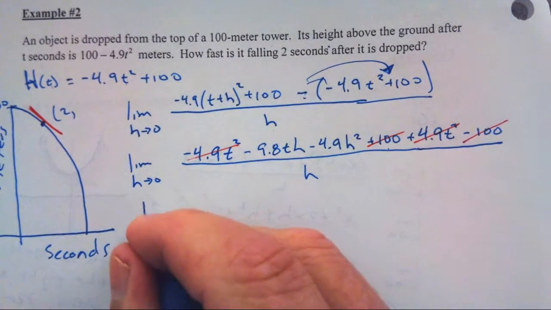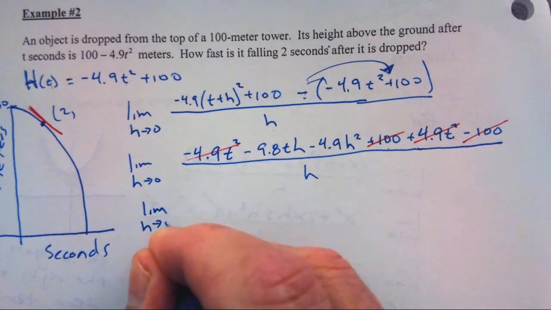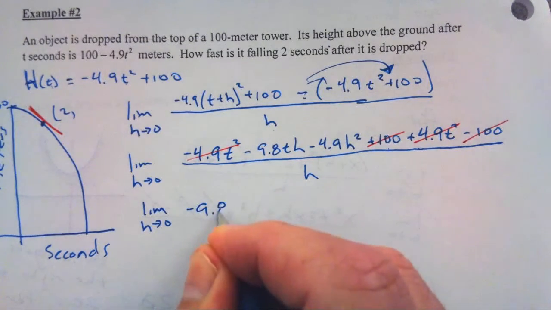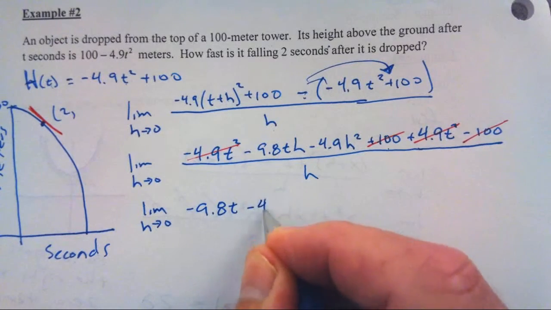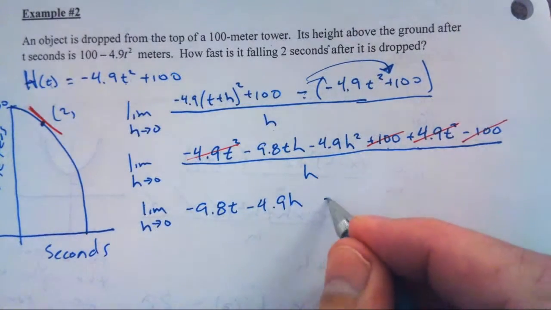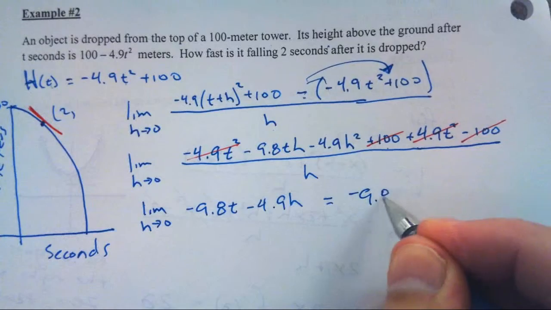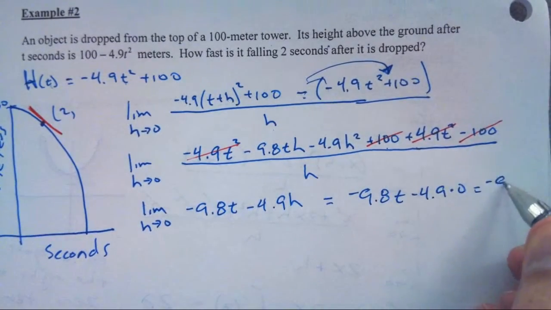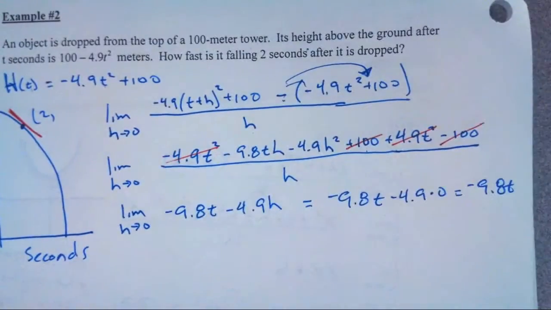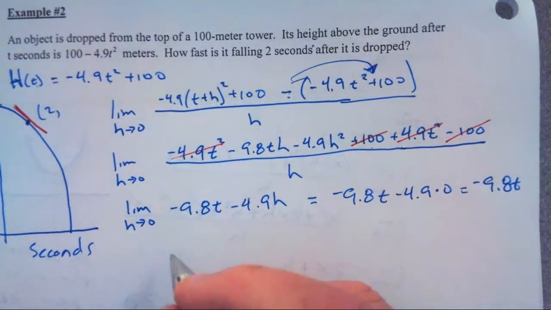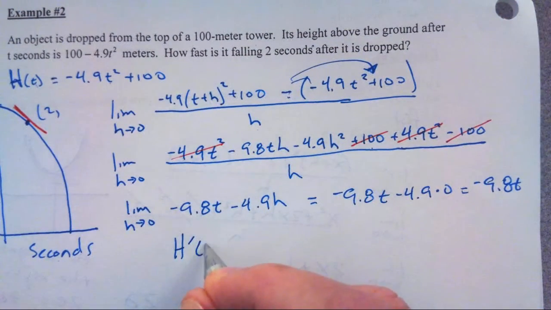So this becomes the limit as h approaches 0. Divide top and bottom by h, and I get negative 9.8t minus 4.9h, and h's goal all along was to be 0. Put in 0, and I get negative 9.8t minus 4.9 times 0, or negative 9.8t. That is our slope formula. That is h prime of t.